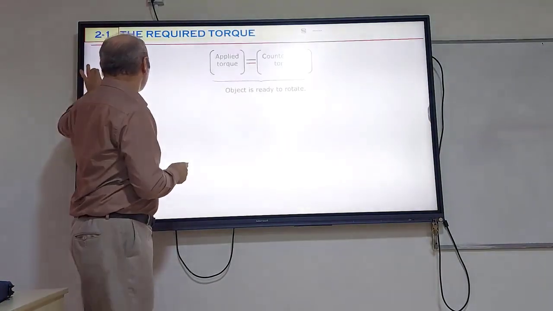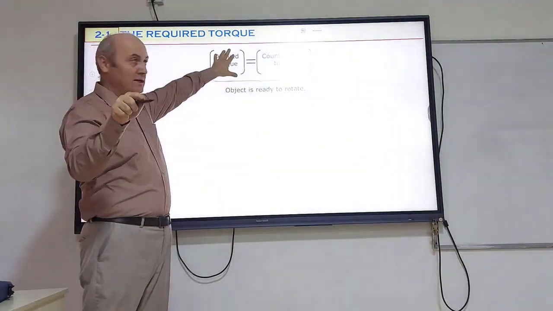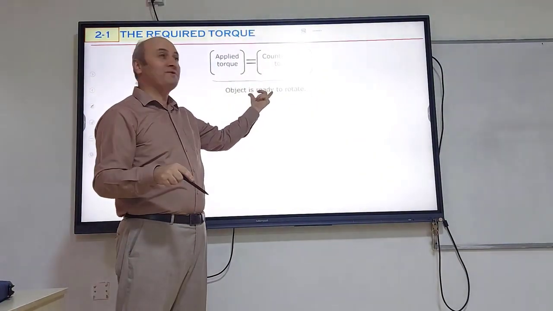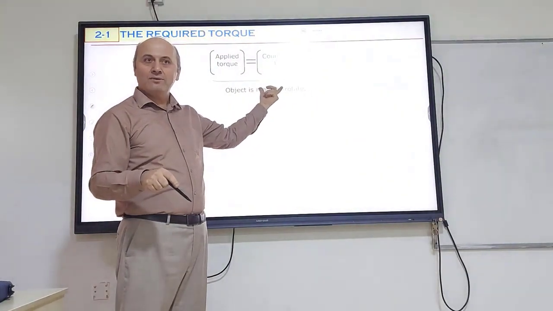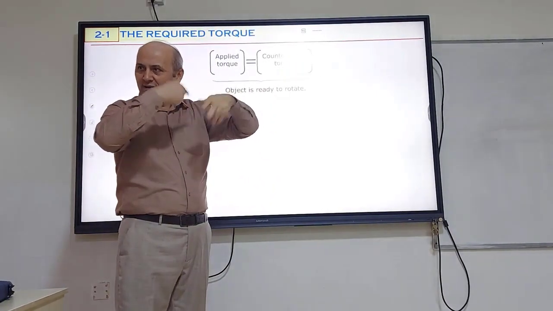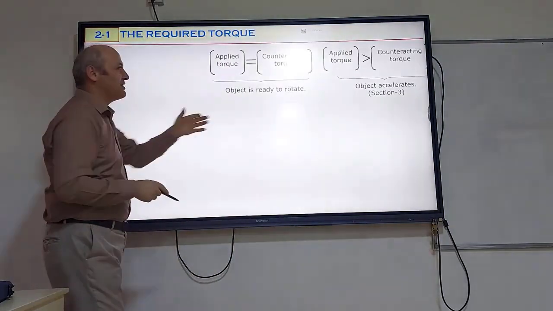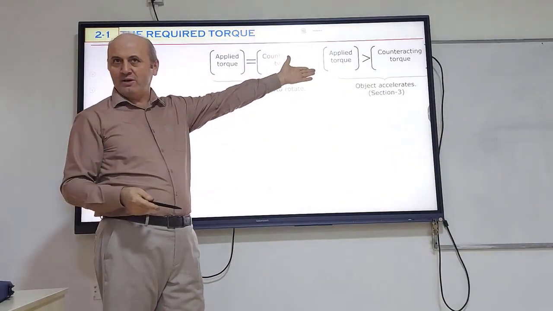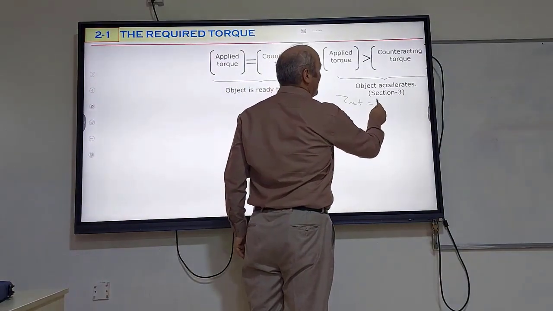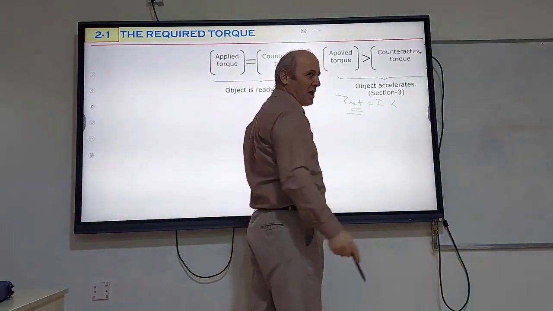That's why we say that if the torque applied by your hand is equal to the counteracting torque's maximum value, the object is ready to rotate. But with slightly more, the object will start rotating and it will accelerate. In section 3 we talked about this. Remember section 3? Net torque is equal to I times alpha. If there is some net torque, what's happening?